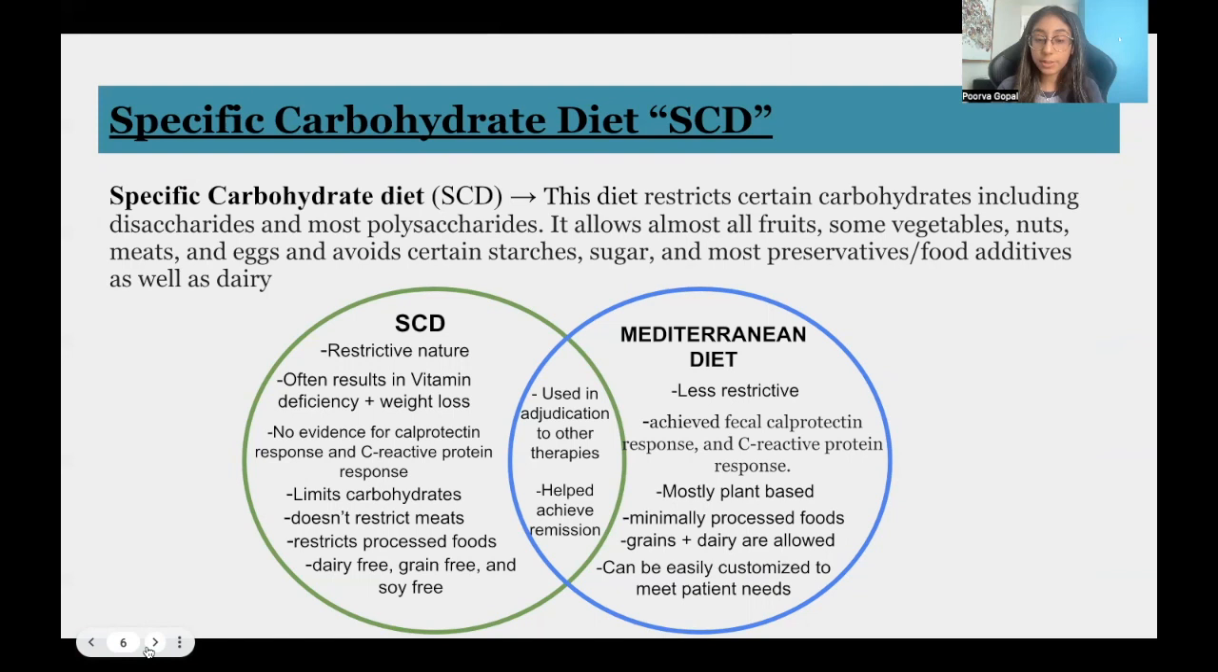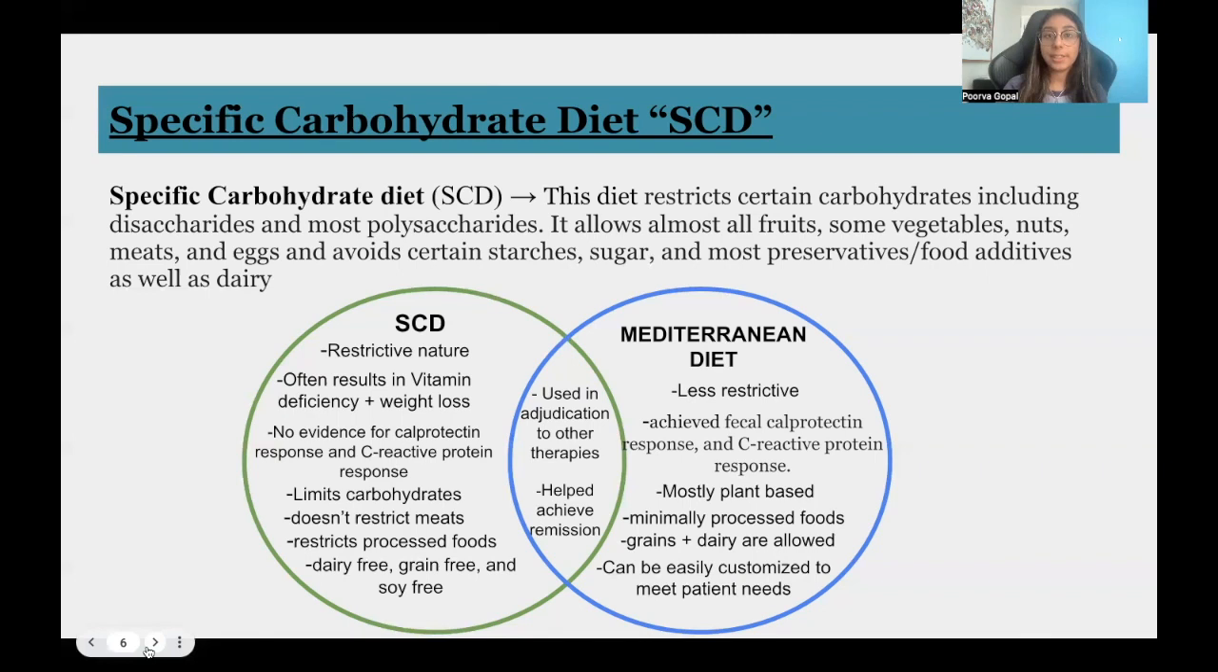However, there is no evidence for that in SCD. The SCD limits carbohydrates, as I said above. It doesn't restrict meats, and it restricts processed foods, food additives, and it's dairy-free, grain-free, and soy-free. While the Mediterranean diet is mostly plant-based, minimally processed foods are allowed on certain occasions, and grains and dairy are also allowed. And the Mediterranean diet can be easily customized to a patient's needs.